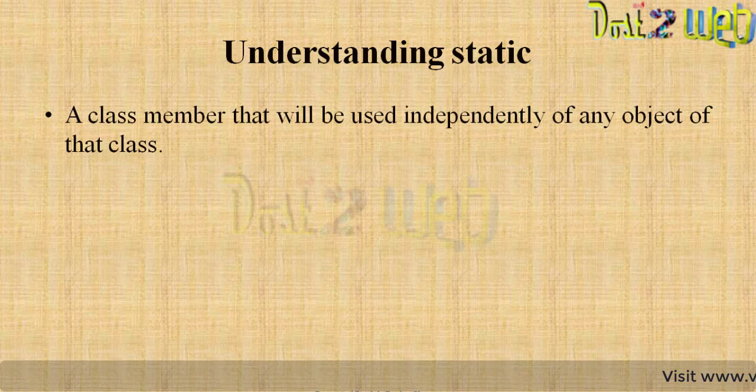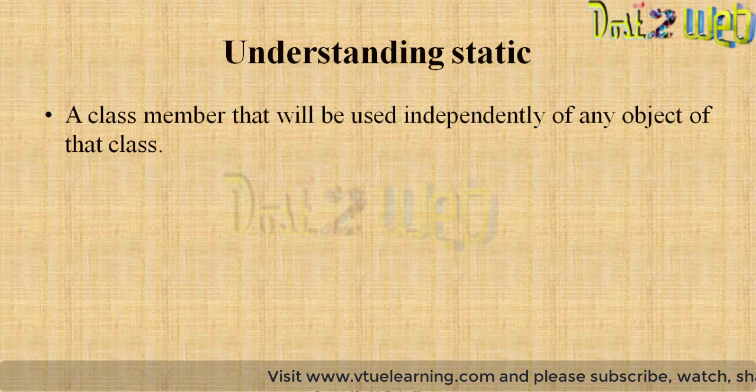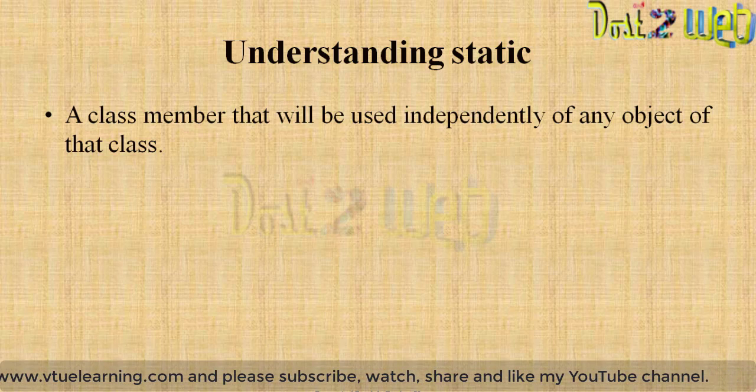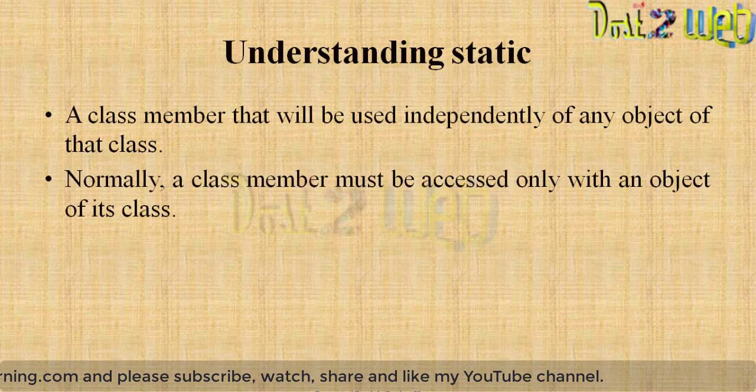So you all know very well about static. So let's understand the static method. You have already studied it, we have taught you. In a similar way, the class member will be used independently of any object of that class. We know that very well. When you want to use a class member, it should be a member of that class. So when you access the object, it should be a member of that particular class.